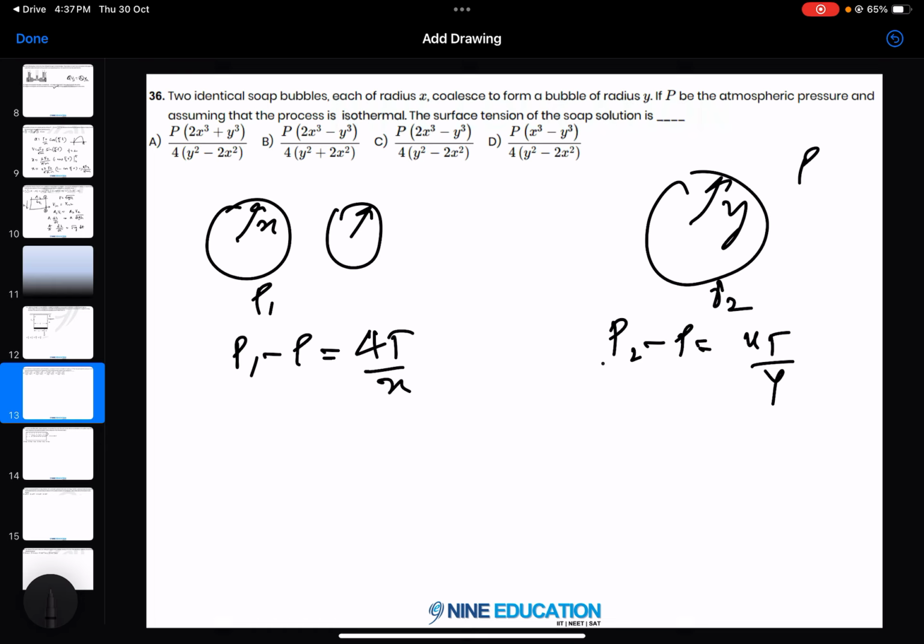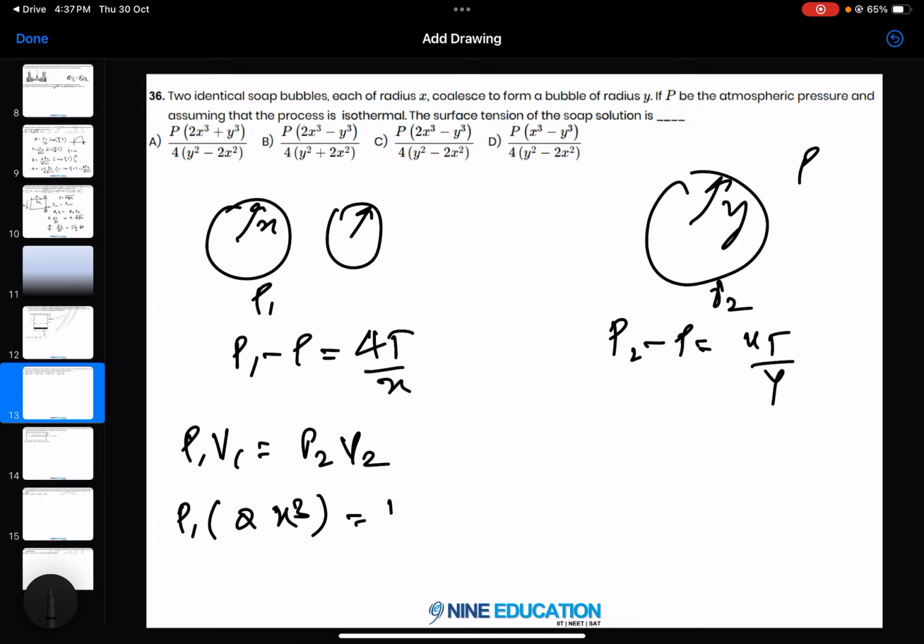Here we have two variables, P1 and P2. We need to eliminate them. So we need one more relation. We get one more relation, P1 V1 equal to P2 V2, because it is an isothermal process. P1 into what is the initial volume? Two bubbles are there. 2 into 4 by 3 pi R cube, x cube.